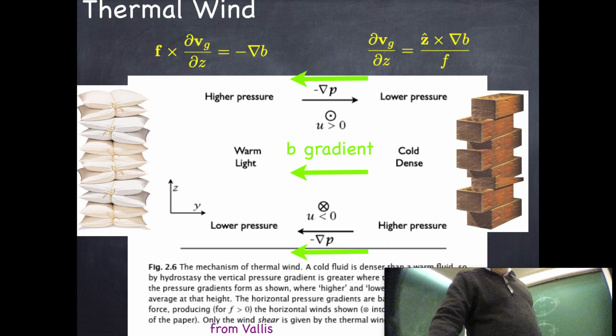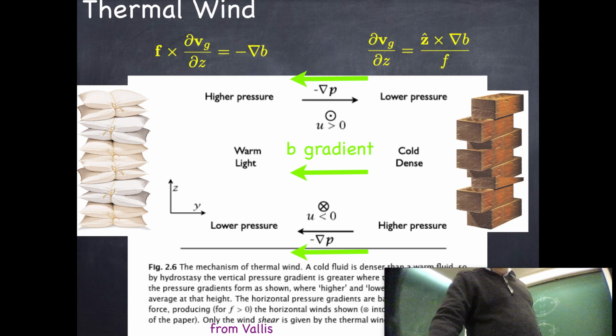So how does the pressure increase as you go down in a stack of pillows? Slowly, because pillows are light. The pressure increases fast in bricks as you go down because they're dense, right? So when Vallis writes this elaborate diagram, if you put the stack of pillows next to it, it's much easier to figure out what's going on.